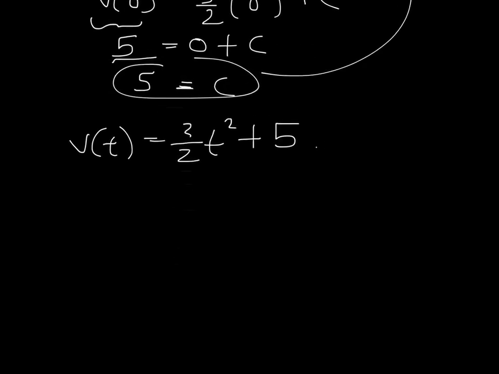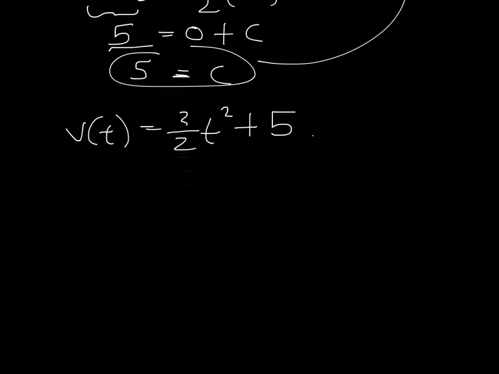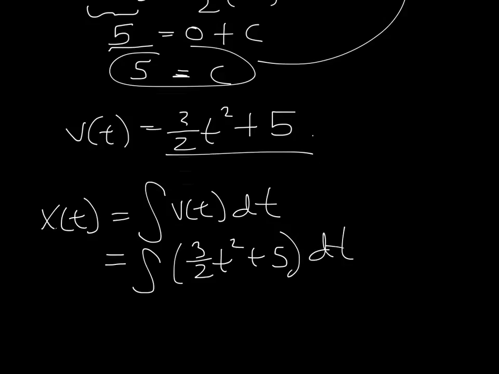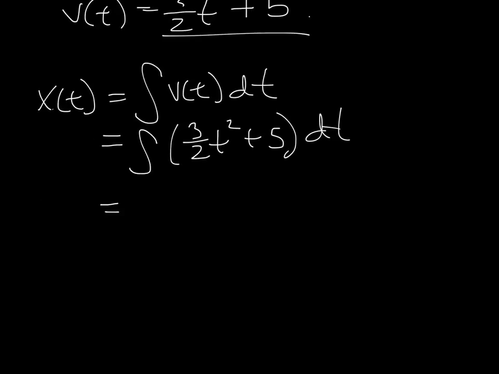So next step, we want to find the position function. So we're going to integrate this guy. So the integral of, and actually let's write it as, so we want to find x of t, so we're going to integrate v of t dt. So the integral of 3 halves t squared plus 5 dt. And I can break this up. So let's see, I'll take out the 3 halves, integral of t squared dt plus the integral of 5 dt.